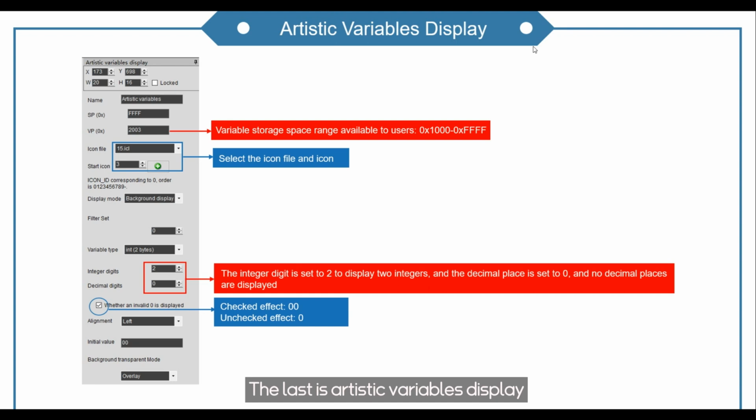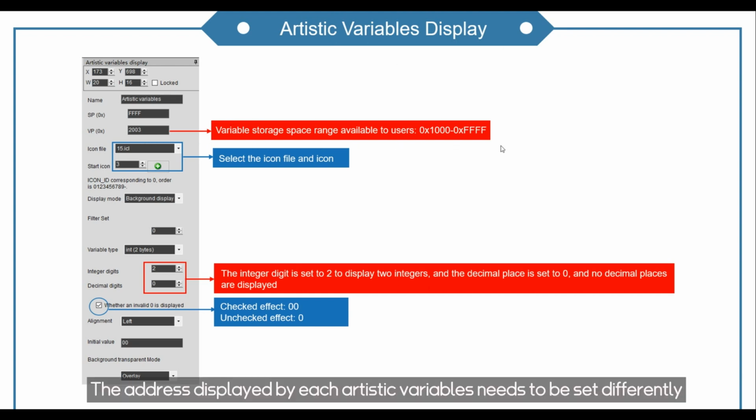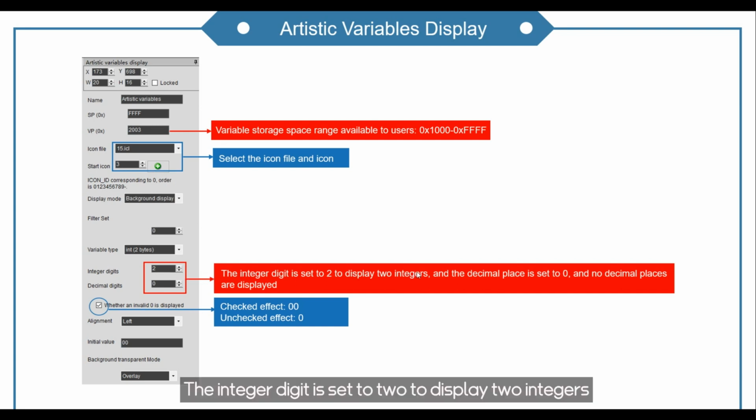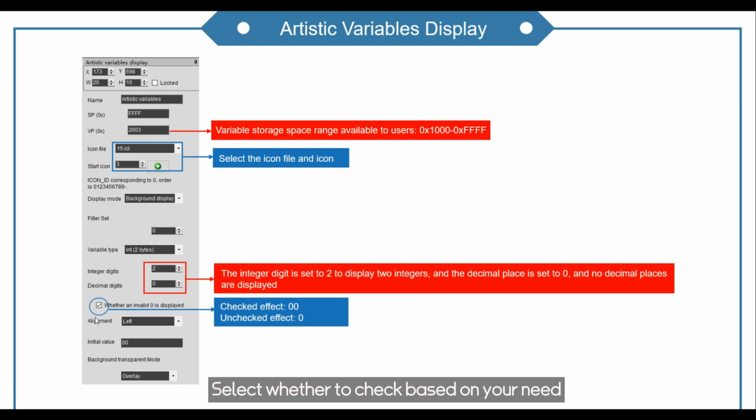The last is artistic variables display. The address displayed by each artistic variables needs to be set differently. Select the icon file and icon. The integer digit is set to 2 to display to integers, and the decimal place is set to 0, and no decimal places are displayed. Select whether to check based on your need.